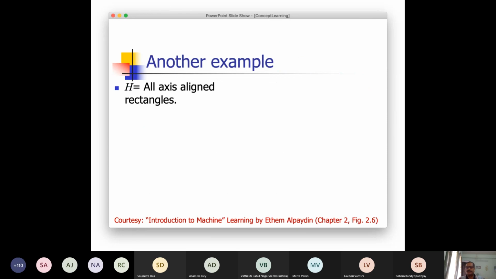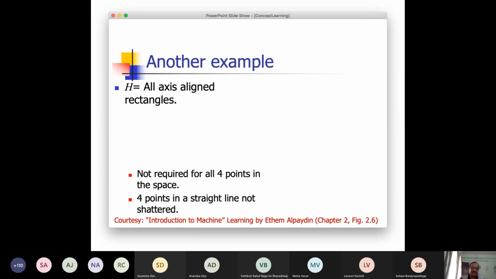Another example is all axis-aligned rectangles in a 2-dimensional space. Like intervals, if you extend the concept of an interval to 2-dimensional space, it becomes a bounded rectangle. Instead of an interval, it is a bounded rectangle. Any point within that rectangle will be labeled positive, and outside that rectangle will be negative. If that is the kind of classification, the representation of the hypothesis will be such that they do this close to corner points.